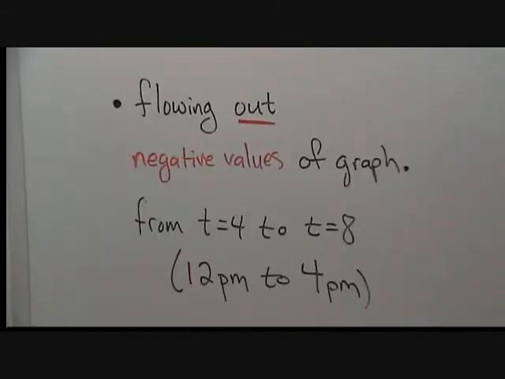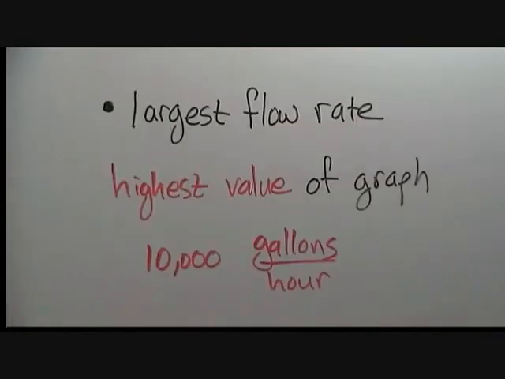Part A asked us when the water was flowing out of the pool. We found the negative values of the flow from the graph. The answer was from t equals 4 to t equals 8, which translates to 12 p.m. to 4 p.m. Part B asked for the largest flow rate. That meant we needed to find the highest value of the graph of the flow. That was 10,000 gallons per hour.